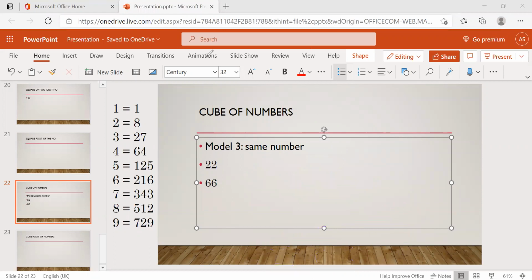Now come to the last one. Last model, the model 4. So different numbers are the remaining numbers. You can say the remaining model is different numbers.